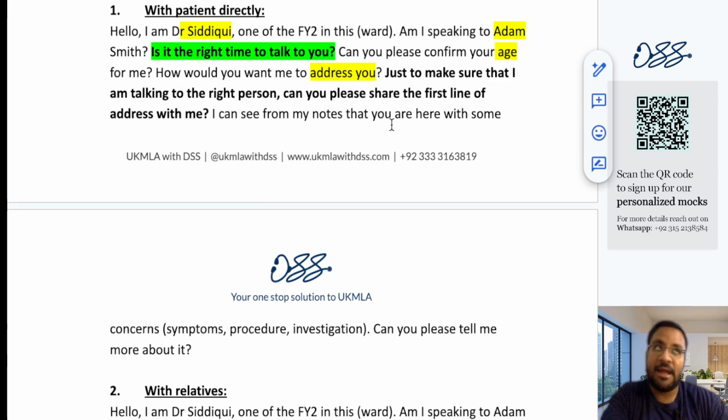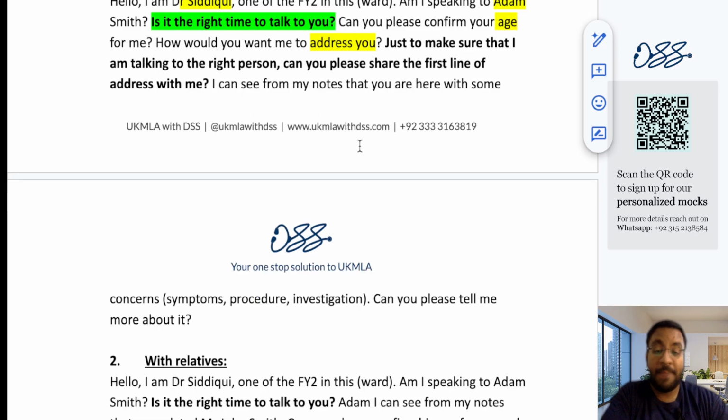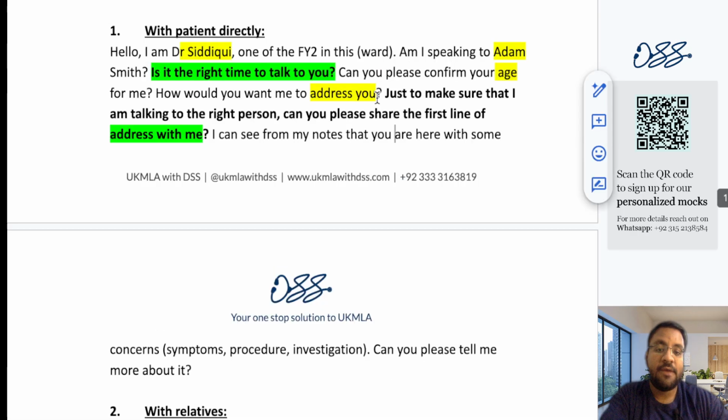Now, instead of directly jumping onto the open-ended question, there is an additional thing that you need to take care of. Because the patient is not sitting in front of you, the identity of the patient doesn't just get confirmed by the name and the age. There's another thing you need to ask about, and you ask it like this: just to make sure that I'm talking to the right person, can you please share the first line of your address with me? This is an additional thing that you need to keep in mind.